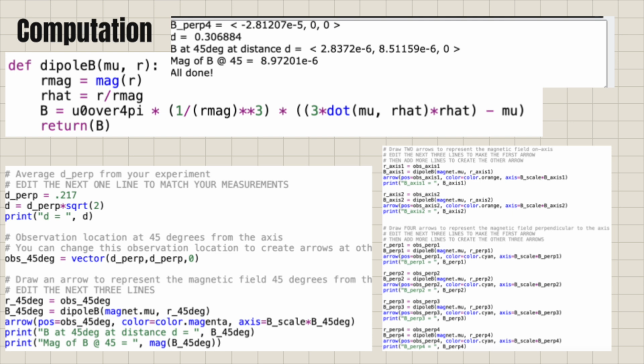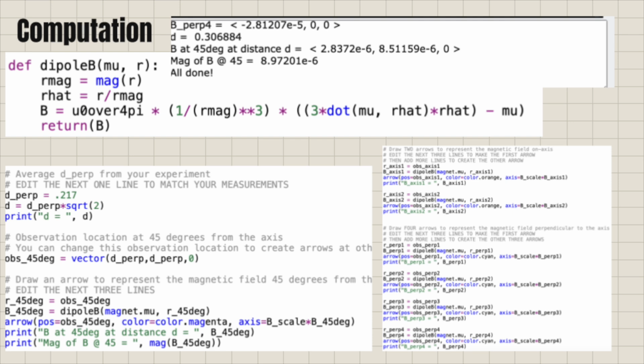Now let's discuss the computational simulation of this experiment in GlowScript. I began by inserting my constants and writing a function to determine the magnetic field. Then I created observation locations for both on and off axis and drew arrows at those locations to represent the magnetic field at those points.